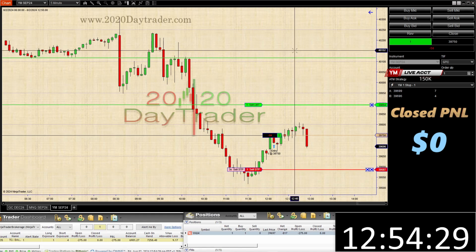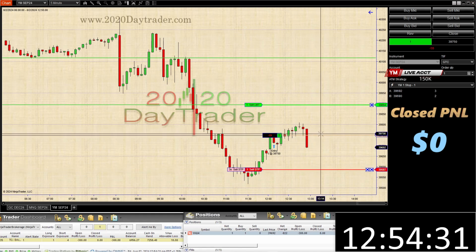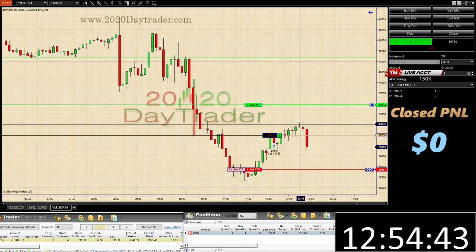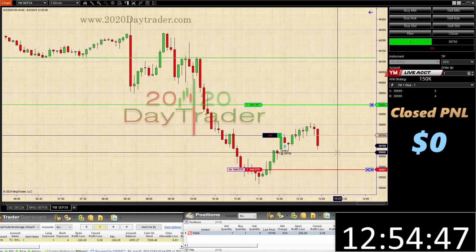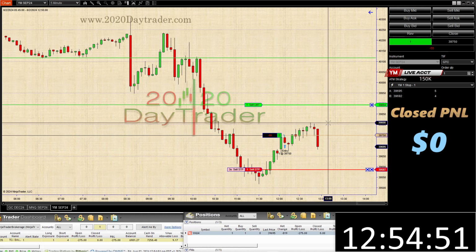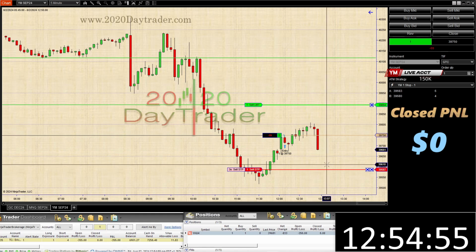Should have locked in some profit up here. Break even plus a couple bucks and then switched over to the micros. Or even took that $200 and then switched over to the micros. Might have been nice, because then I would have almost a full loser. The smart thing to do would have been to take that 200 and switch over to the micros. All right, well, it is what it is.